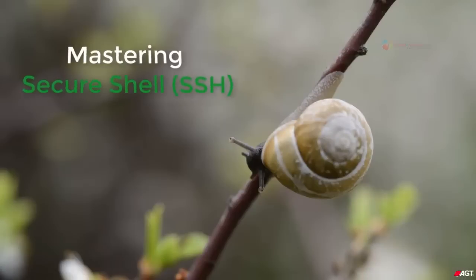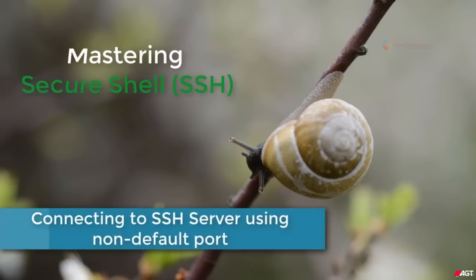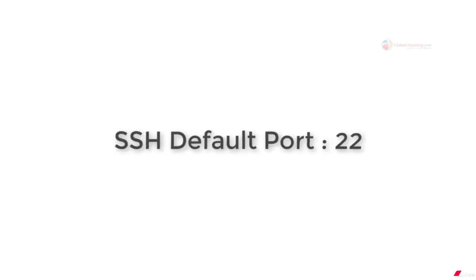Hello everyone, welcome back. In this video, we will connect to a remote SSH server that is running at a non-default port. By the way, port 22 is the default SSH port. So far, we haven't specified port 22 while connecting to an SSH machine. That is because if the server is listening at the default port 22, the client is not required to specify port 22, because the client by default uses port 22.